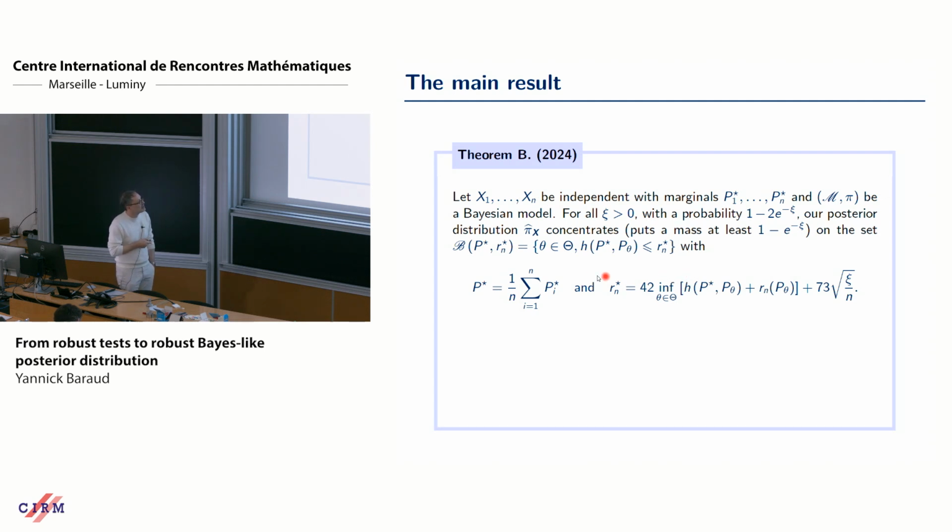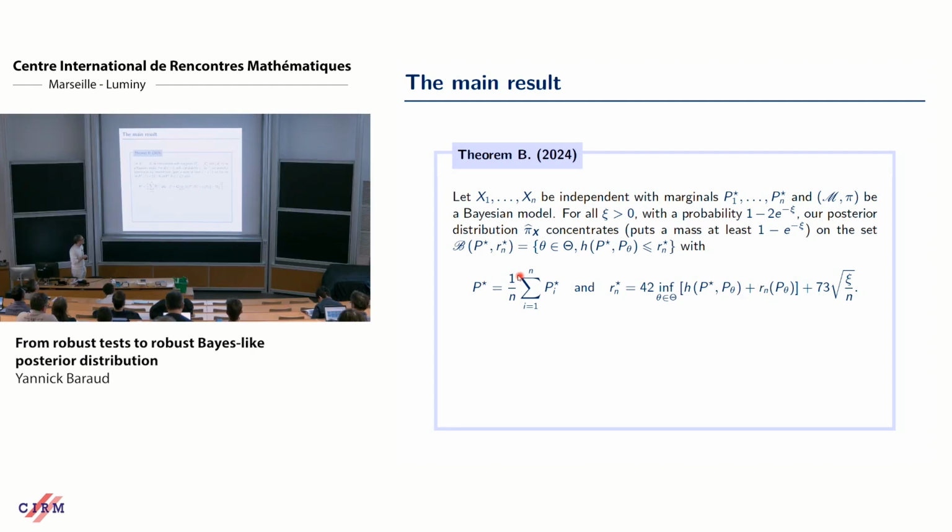But if it's not the case, but there exists an element in your statistical model which is close enough to most of the marginals of your data, then you would get a concentration rate which is almost the same as if you were truly in the statistical model and your statistical model were exact.